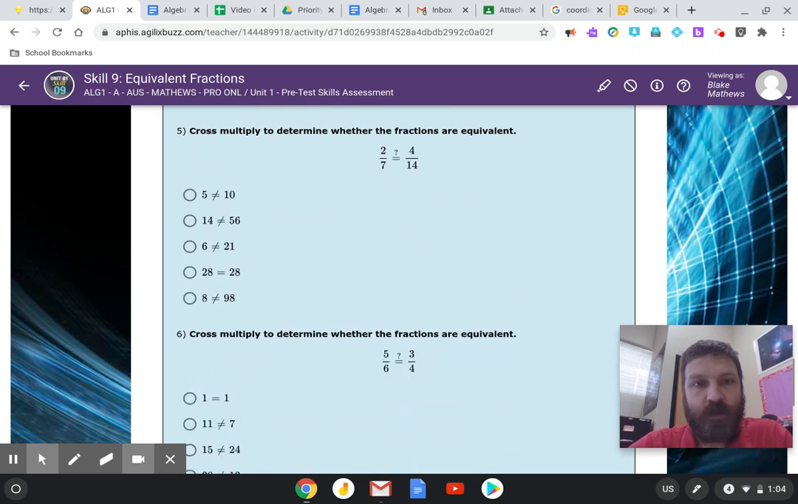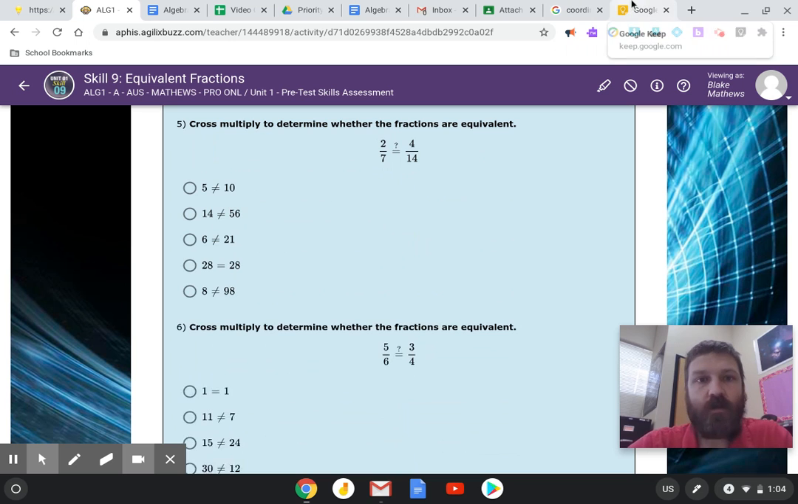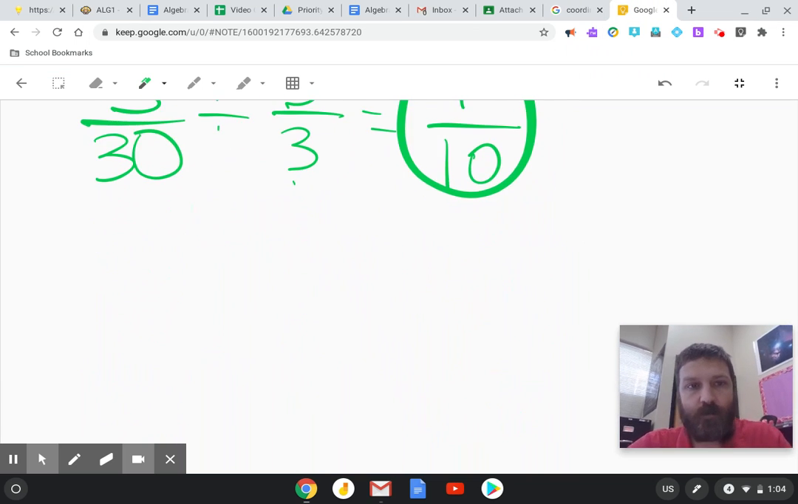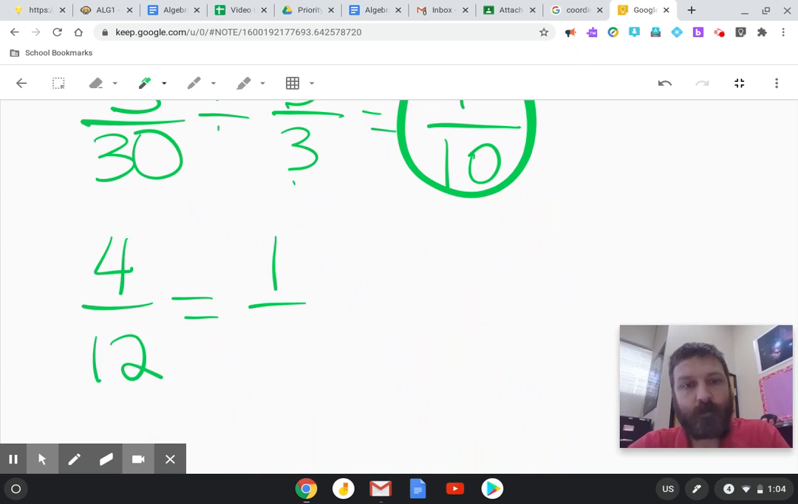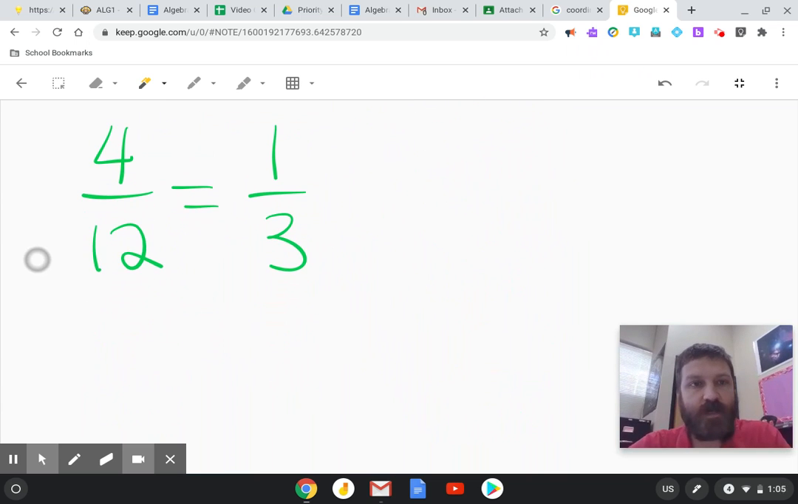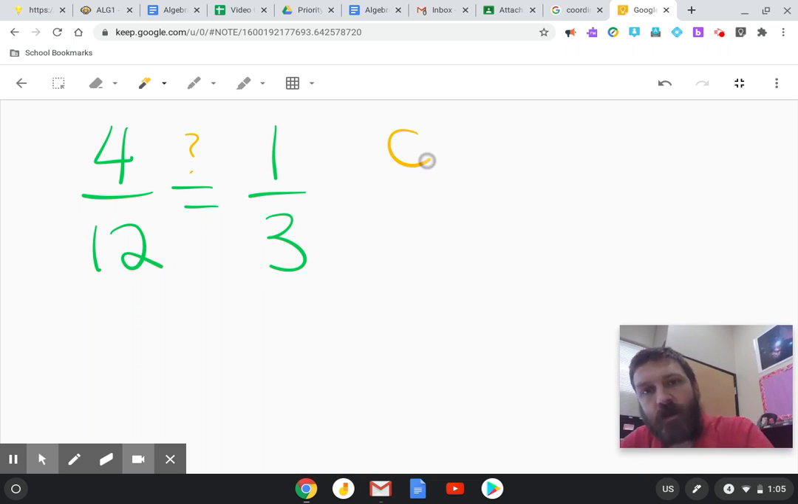Moving down to the bottom, they ask this question about cross multiply to determine whether fractions are equivalent. So let's take our example of 4 over 12 from the first problem and 1 over 3. And let's talk about how we could confirm that these are equivalent. So let's say we didn't know. And the question is, are these equivalent fractions? Well, if we want to determine that, we do what's called cross multiplication.